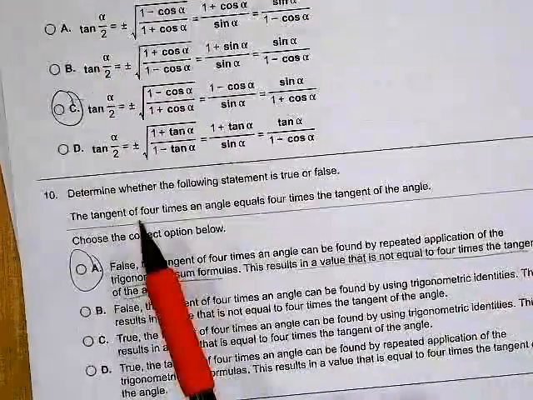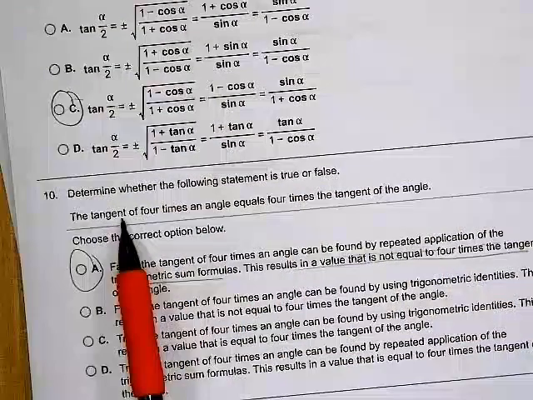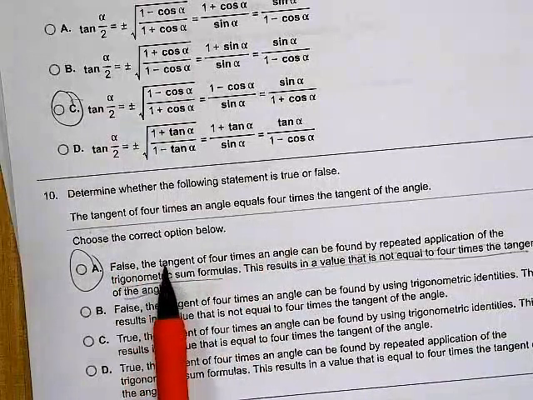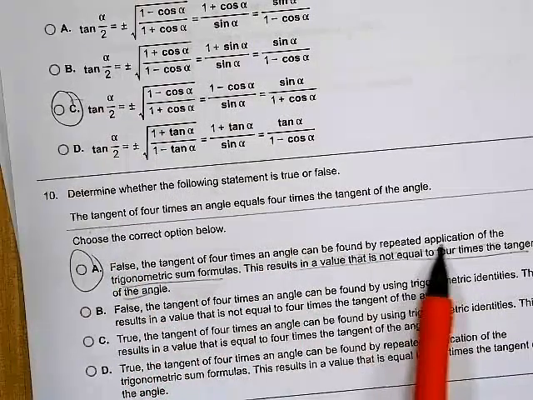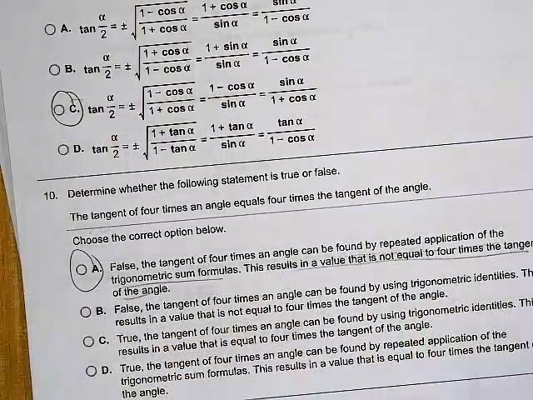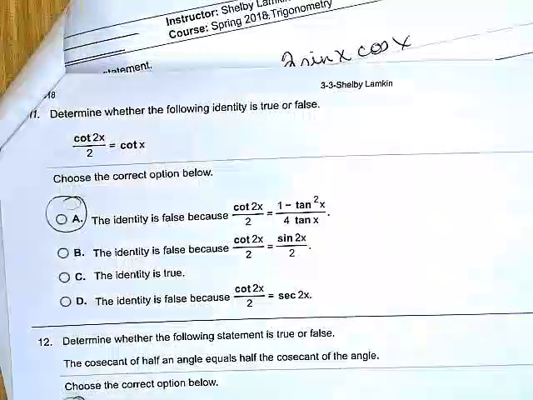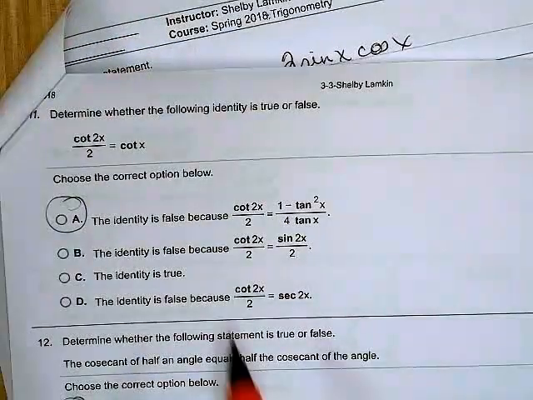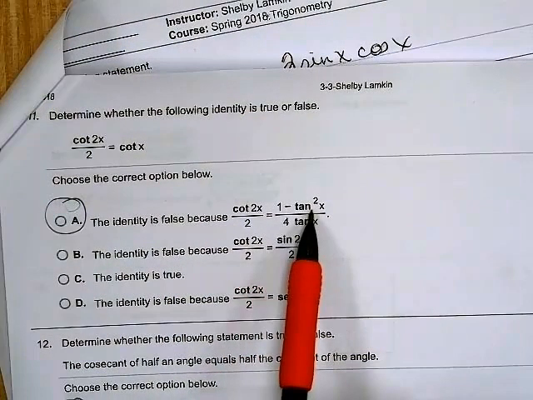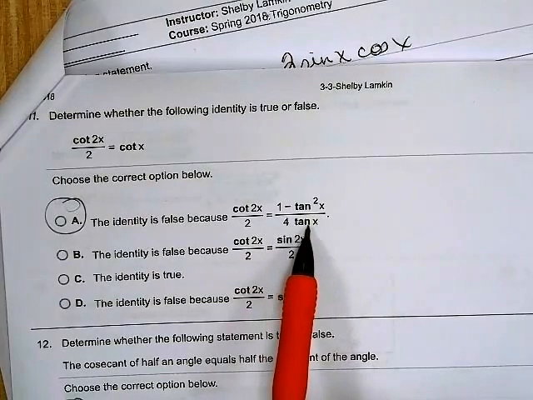Number 10, determine whether the following statement is true or false. The tangent of 4 times an angle is equal to 4 times the tangent of the angle. That one is false. The tangent of 4 times an angle can be found by repeated application of the trig sum formulas. This results in a value that does not equal 4 times the tangent of that angle. Number 11, determine whether the identity is true or false. It's false because the cotangent of 2x is equal to 1 minus tan squared x over 2 tan x.